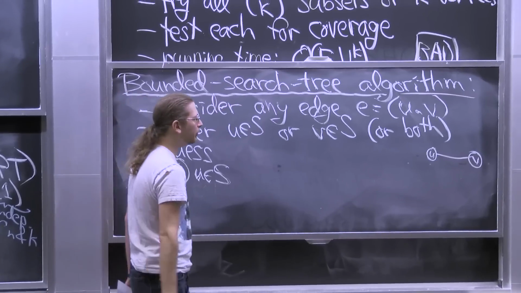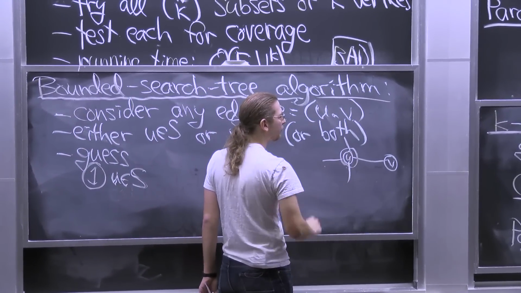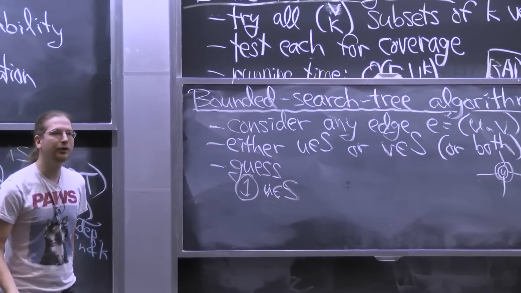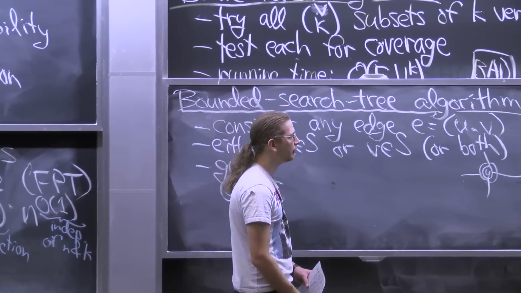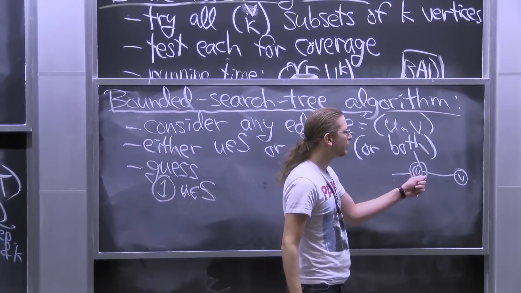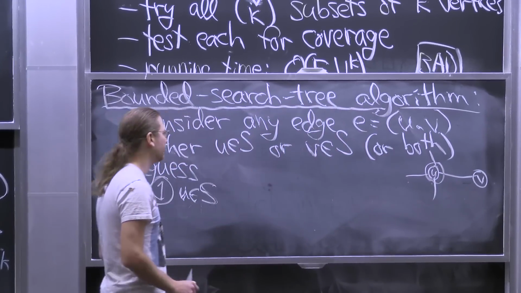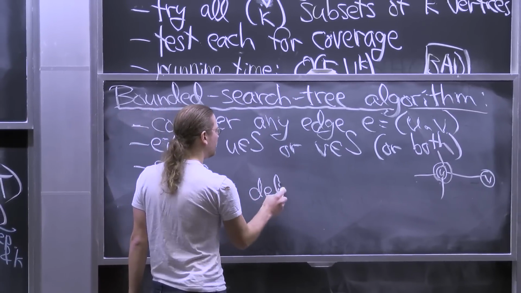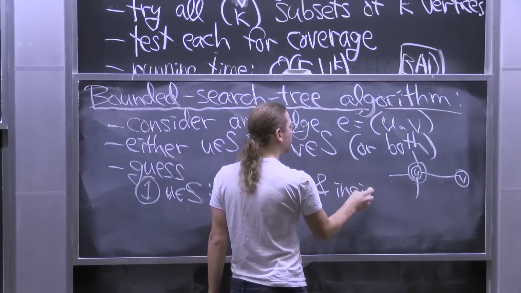Well, if we put U in S, that means we cover all of the edges incident to U. So I'd like to use recursion. I'd like to simplify my problem, get another vertex cover instance. To do that, I'm just going to delete U and all of its incident edges. We did a similar thing in the approximation algorithm, but for U and V simultaneously. So delete U and its incident edges.